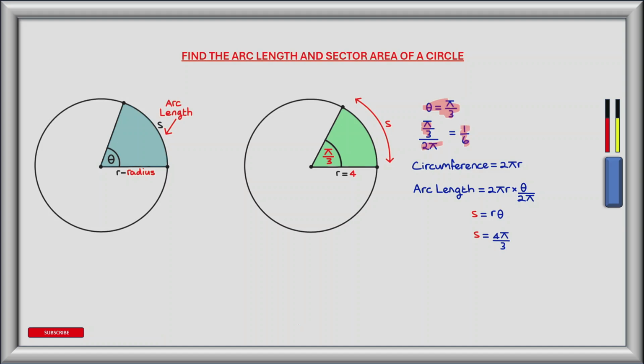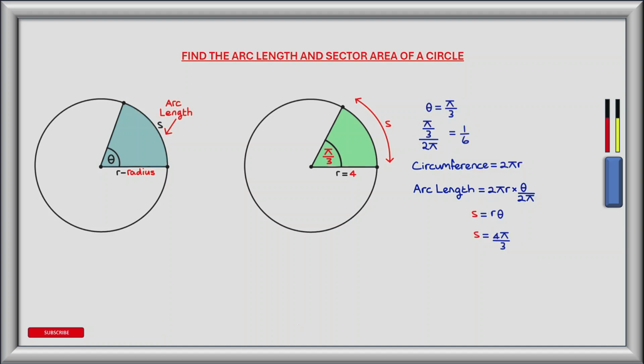So our arc length in this case is given by the circumference of a circle, which is 2 pi r, multiplied by the subtended angle theta, which in our case is pi divided by 3, divided by 2 pi. So we can see the 2 pi in the denominator cancels with the 2 pi in the numerator. So our arc length, denoted by s, is equal to the radius multiplied by the subtended angle theta. So s is equal to the subtended angle theta, so pi divided by 3, multiplied by the radius of 4. So the arc length s is 4 pi divided by 3.